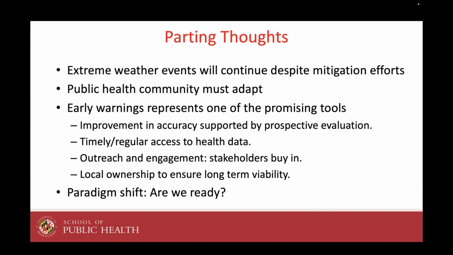And timely and regular access to health data is critical. These early warnings tend to be a lot more accurate if we have the most recent health data. In other words, if we know how things are now at the present or last month, our prediction for the next month and the following month tend to be a lot more accurate as opposed to if we were working with data from last year or 5 years ago, right? The timely access to data is very critical.